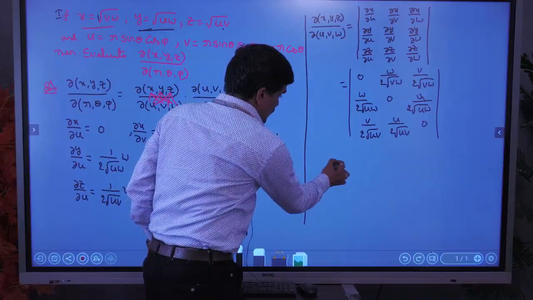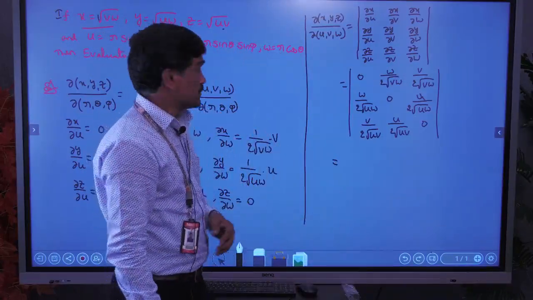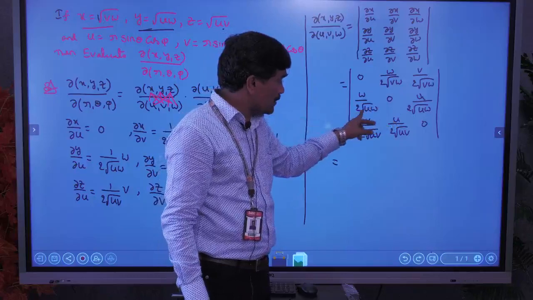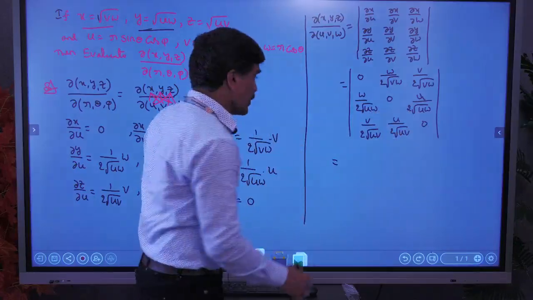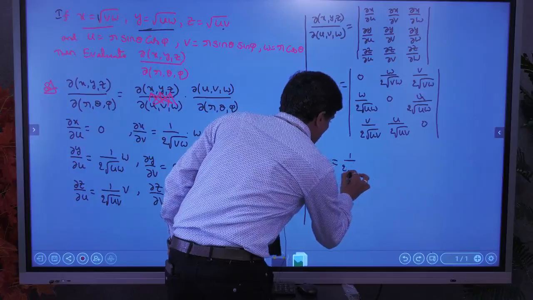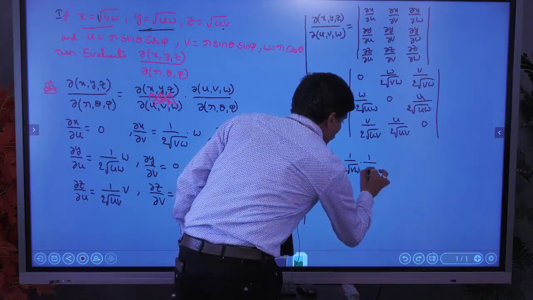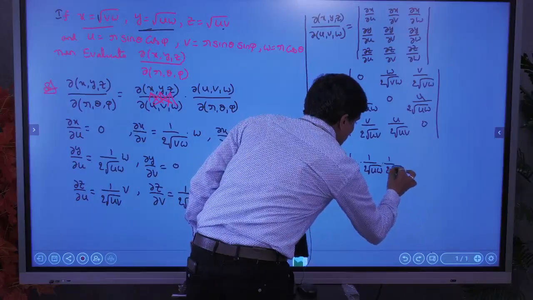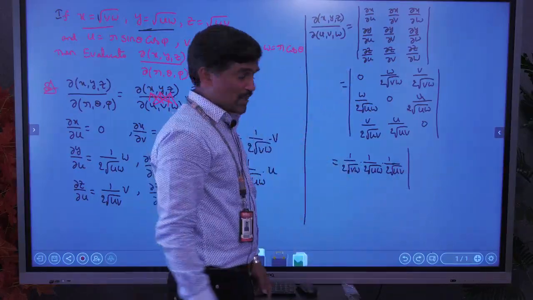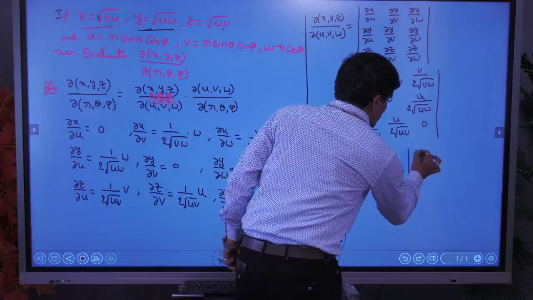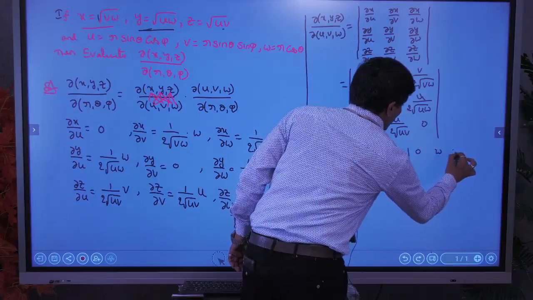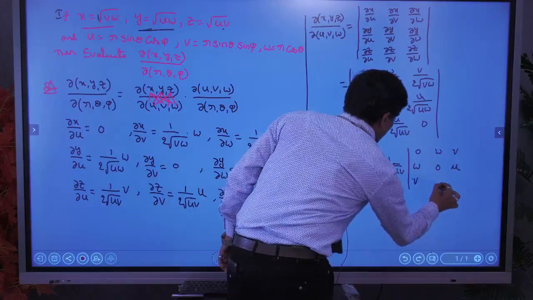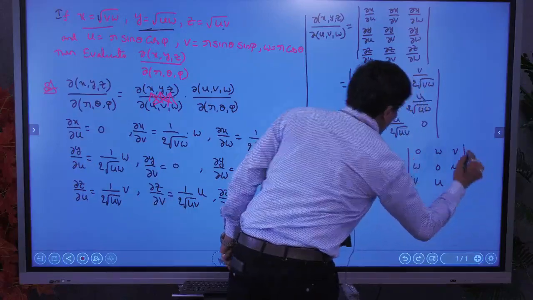So first of all, take any common values in rows or columns. In the first row, 1 by 2√(vw) is common. In the second row, 1 by 2√(uw), and in the third row, 1 by 2√(uv). So that's why I write 1 by 2√(vw), 1 by 2√(uw), 1 by 2√(uv). These are common terms in the 3 rows, right? So now write the remaining terms here: 0 w v, w 0 u, v u 0, right?